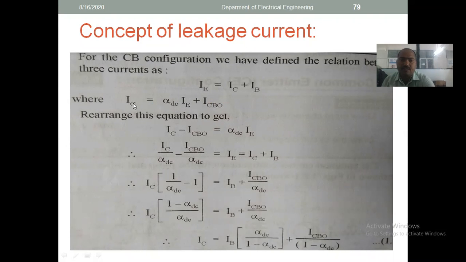This is the equation we know with respect to the collector current, right? For that purpose we have to rearrange the equation. Wherever IC is coming, we have to use alpha DC into IE plus ICBO.